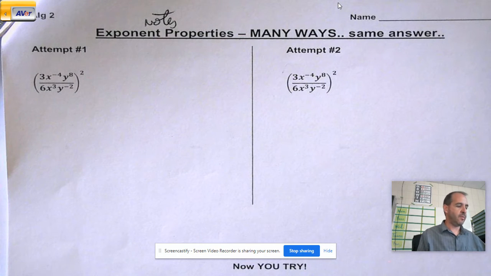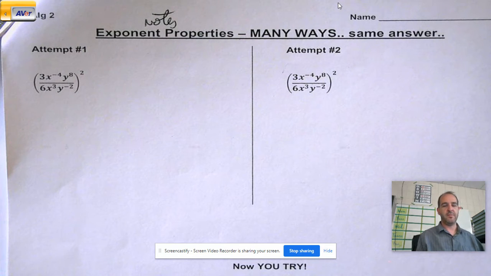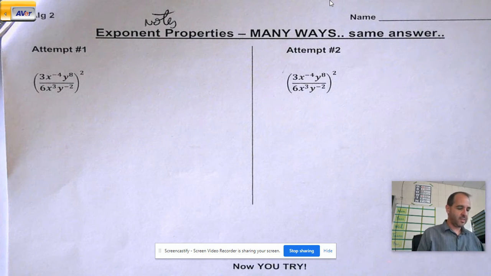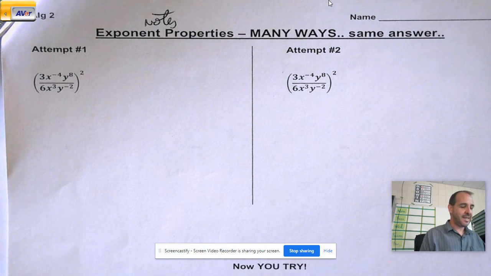I'd spoken of this a little bit before when we were doing our exponent properties regular notes about how there are several ways a lot of times you can do these problems and get different answers. So what I'm going to do here is we're going to take a couple of problems and see what happens when we tackle them different ways.